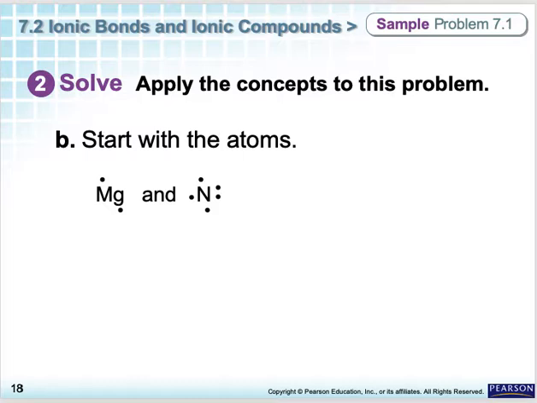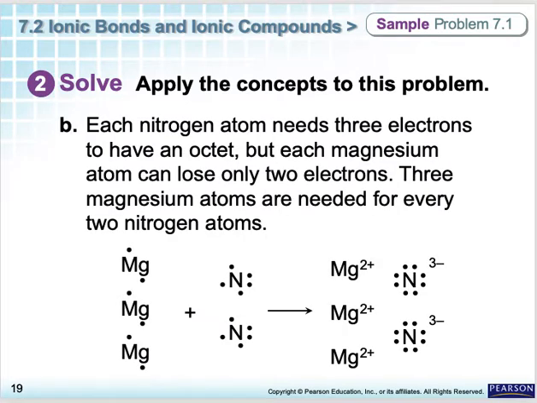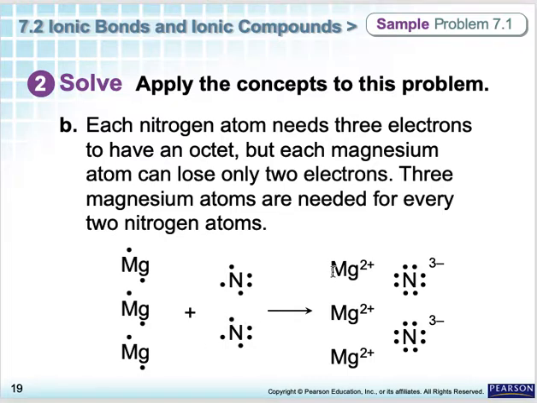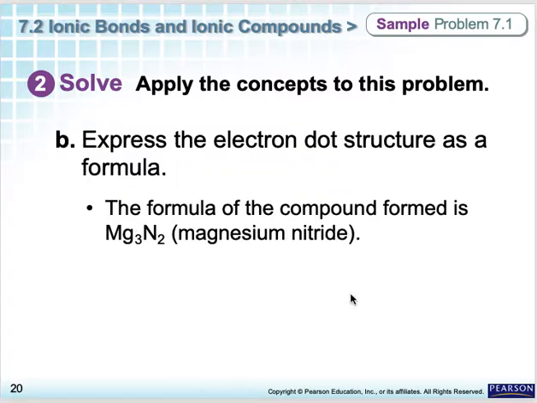So magnesium has 2 electrons to give, but nitrogen needs 3. So it's not even going to be one of these two. It's actually going to be 3 magnesium to 2 nitrogen. And what you're really doing is going to the least common multiple of 2 and 3. And so it would be Mg3N2. And some of you may have learned to cross your charges. Since this is +2 and this is -3, we get a subscript of 2 for nitrogen and a subscript of 3 for magnesium.